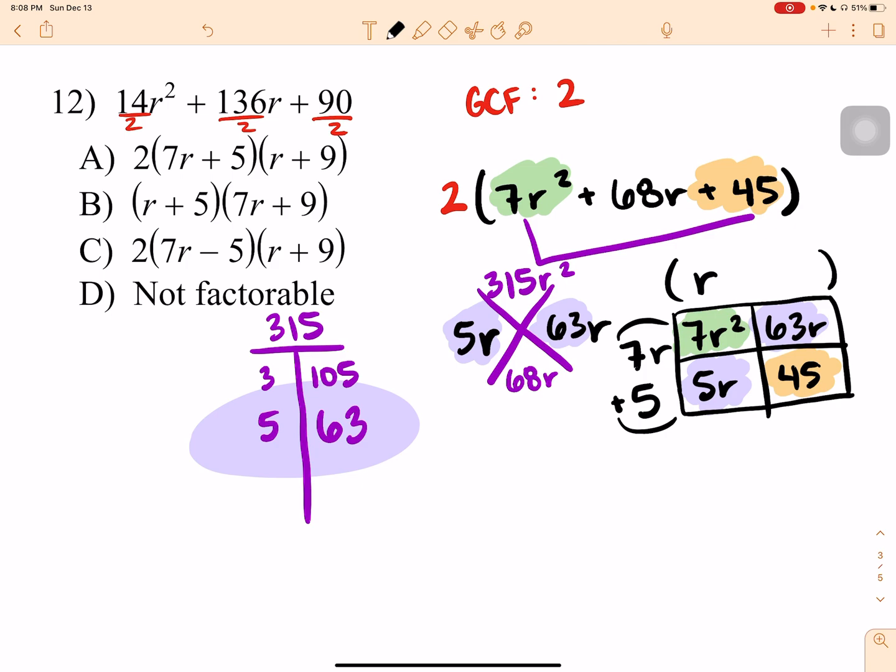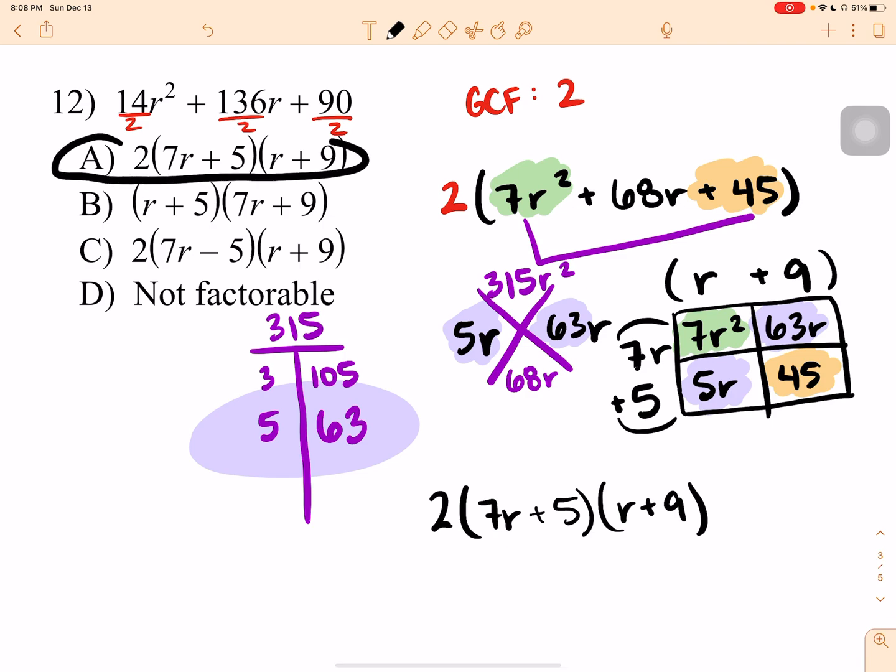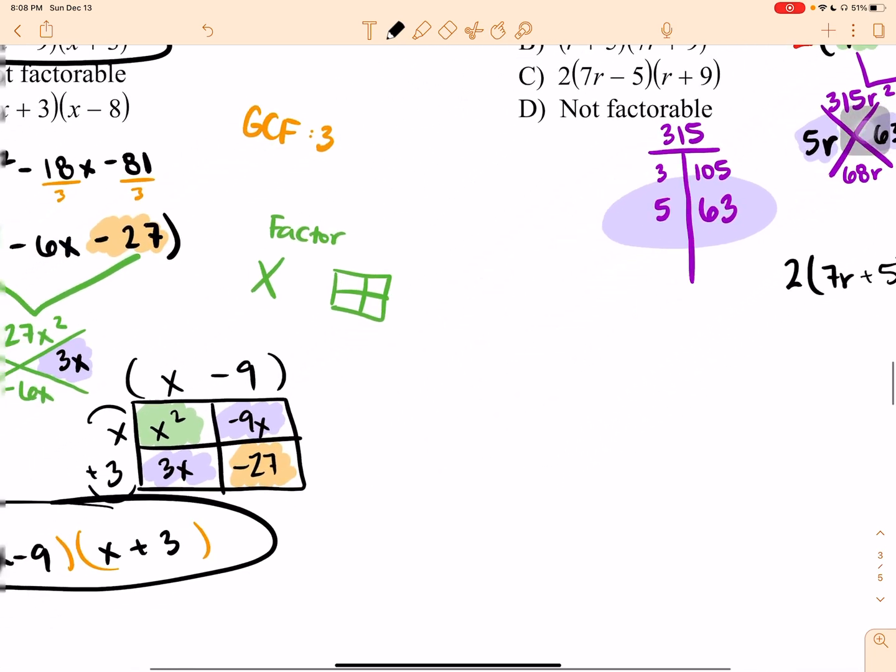And then the last thing over here, I have to multiply something by 7r to get 63r and something by 5 to get 45. And the GCF between 63 and 45 is 9. So your final answer is going to be 2 times 7r plus 5 times r plus 9. And it looks like that's going to be answer choice A. Okay. These are big ones.